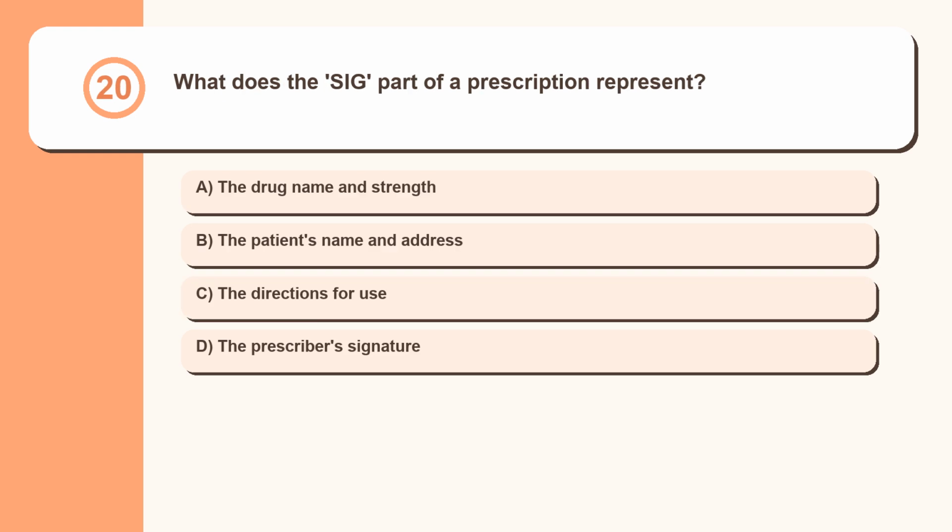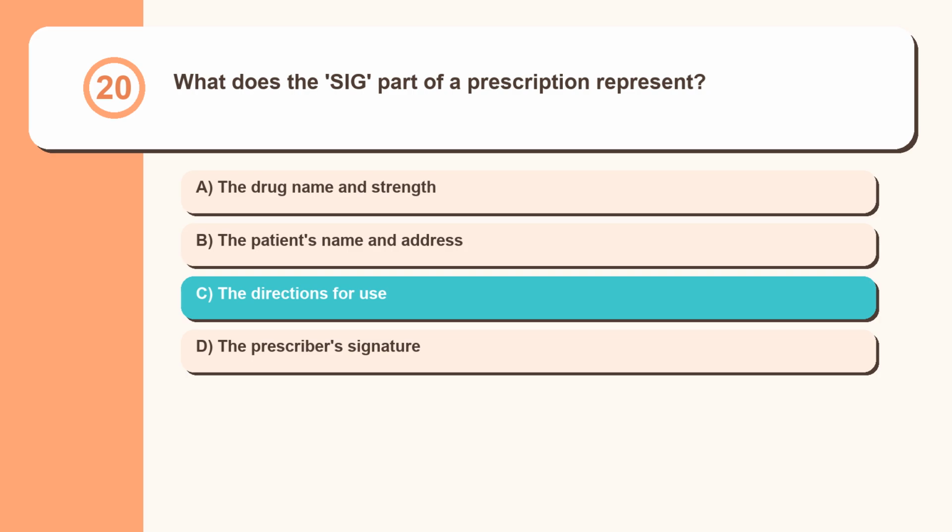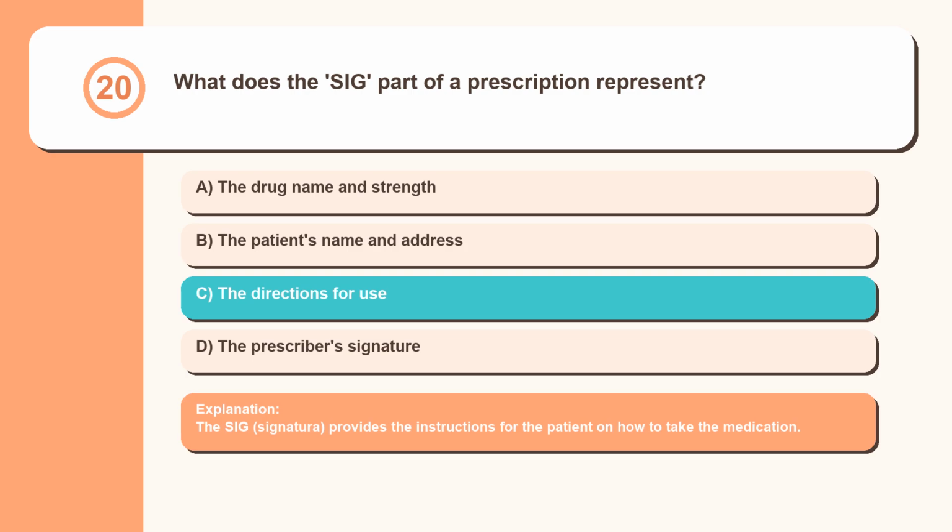Question 20. What does the SIG part of a prescription represent? The drug name and strength, the patient's name and address, the directions for use, the prescriber's signature. The SIG, signatura, provides the instructions for the patient on how to take the medication.